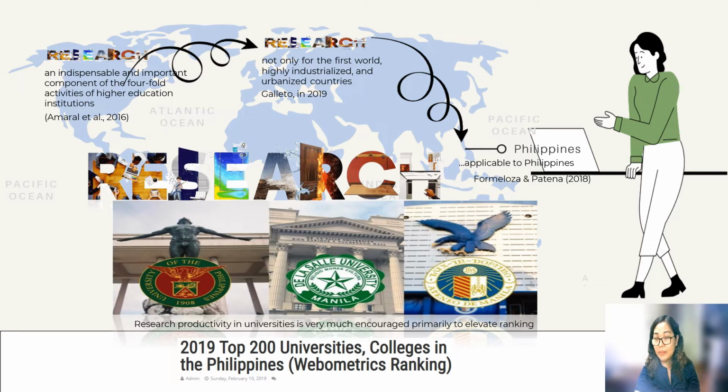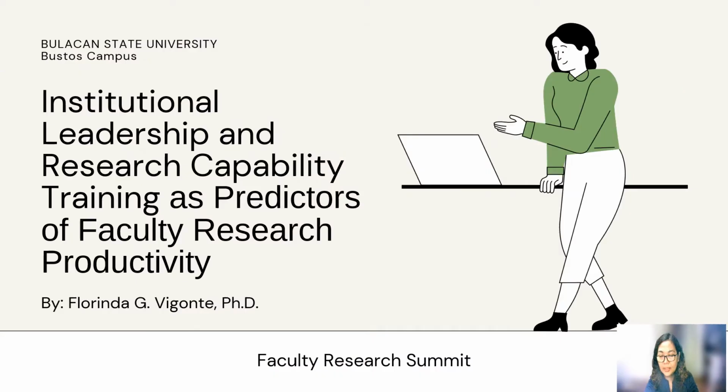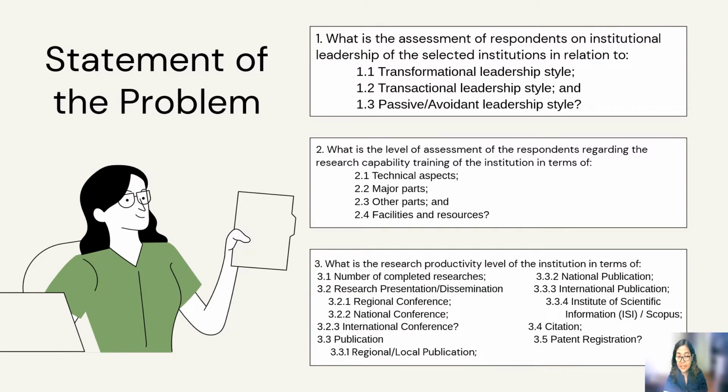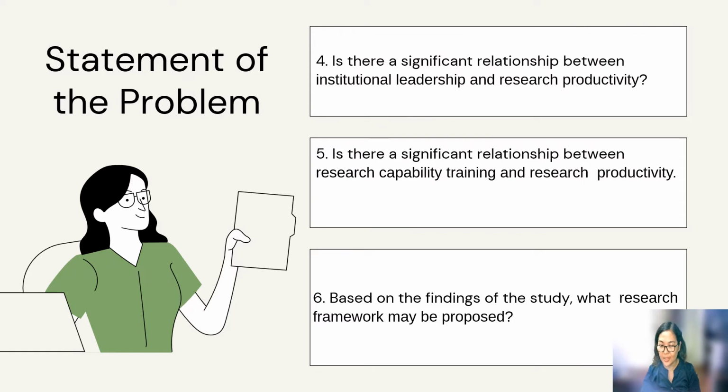It is on this premise that the researcher, Dr. Flor Vigonte, came up with this study entitled Institutional Leadership and Research Capability Training as Predictors of Faculty Research Productivity. The outcome is a structural model using path analysis to enhance current practice. Here are the statements of the problem, which will be answered in detail as we go along the results and discussion. SOP numbers 4 to 6.